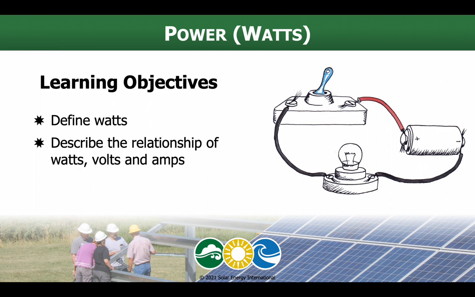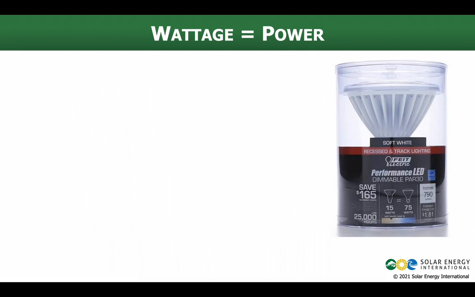When we use electricity, we typically think of it in terms of power or energy. Let's first start off by defining watts. This is the unit of power when it comes to electricity, and then we'll talk about the relationship between watts, volts, and amps. So wattage, watts, that's power.